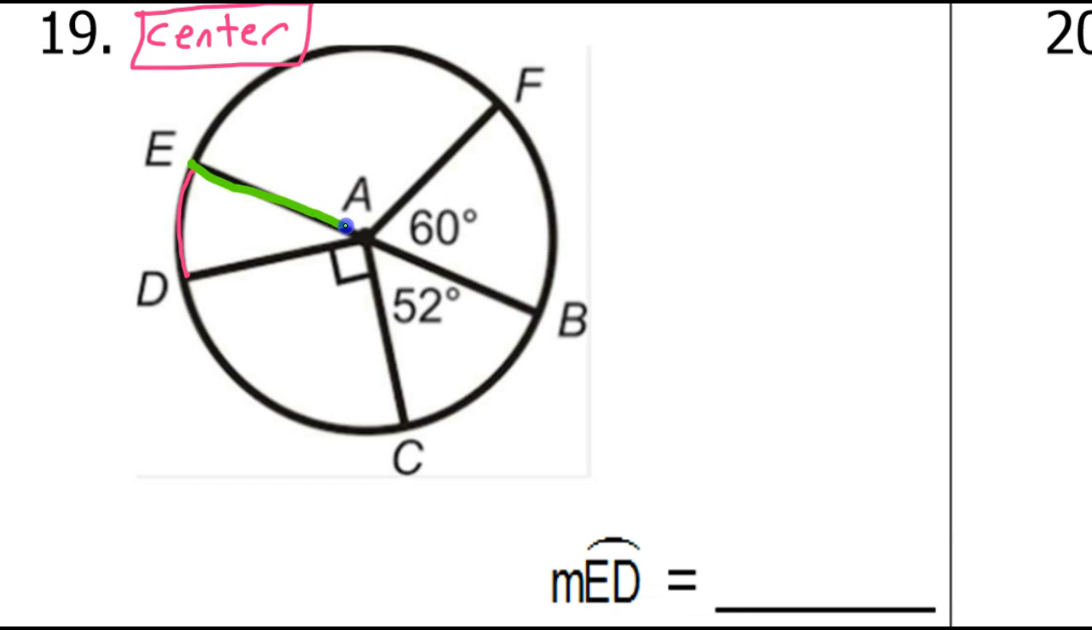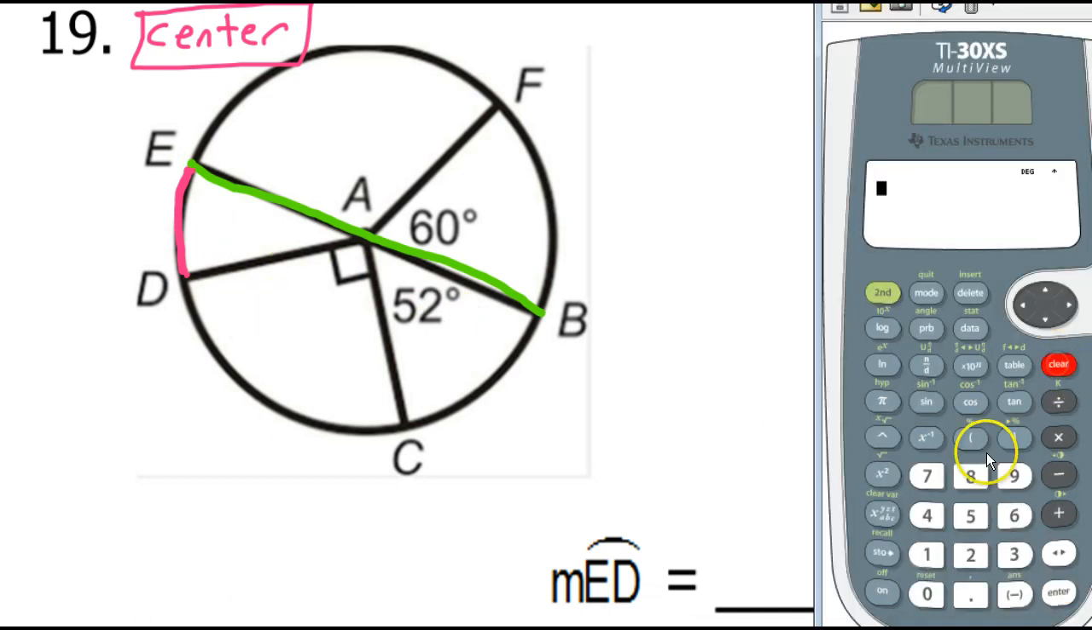So if this green chord is a diameter, that means we have a semicircle over here. So I should be able to find arc ED by subtracting 90 and 52 from 180. All right, so if I go 180 minus 90 minus 52, boom, 38.